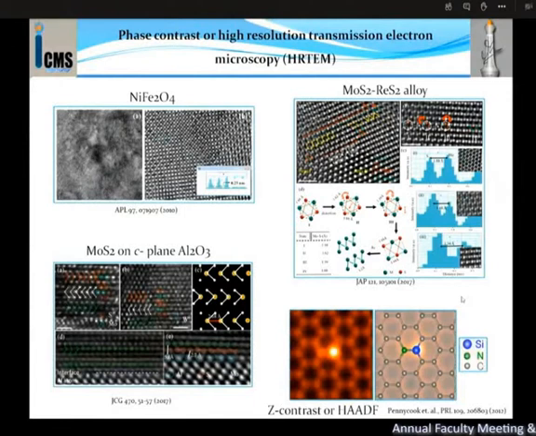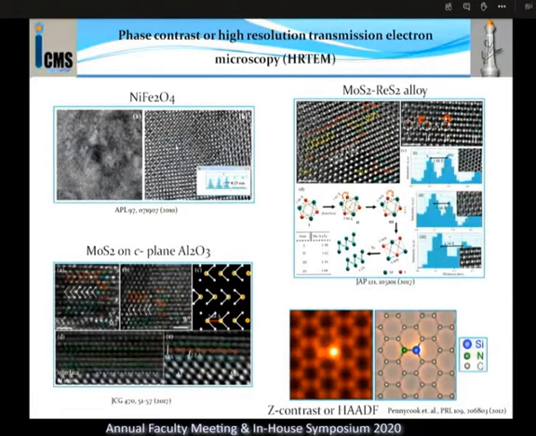Phase contrast microscopy in HRTEM means periodic dots, and these periodic dots represent the lattice structure of the crystals along a high symmetry orientation. Here are some examples from our own work: nickel ferrite along the 100 orientation showing the spinel structure and A-site cation defects; the 2D material MoS2 grown on C-plane sapphire, a cross-sectional image showing the stacking and the interfacial bonding; and a MoS2-ReS2 alloy showing the phase transition between 2H and 1T.